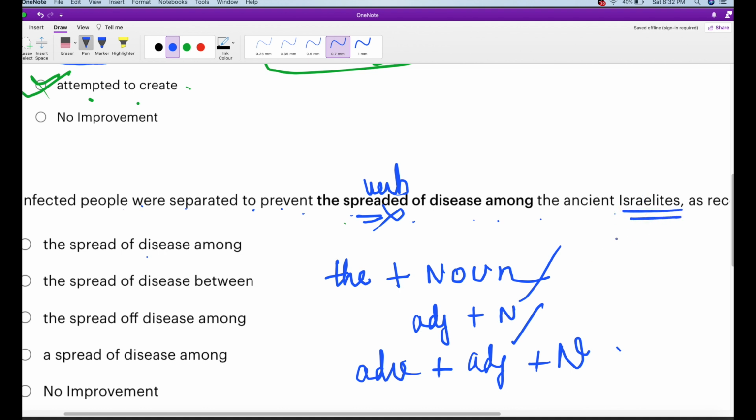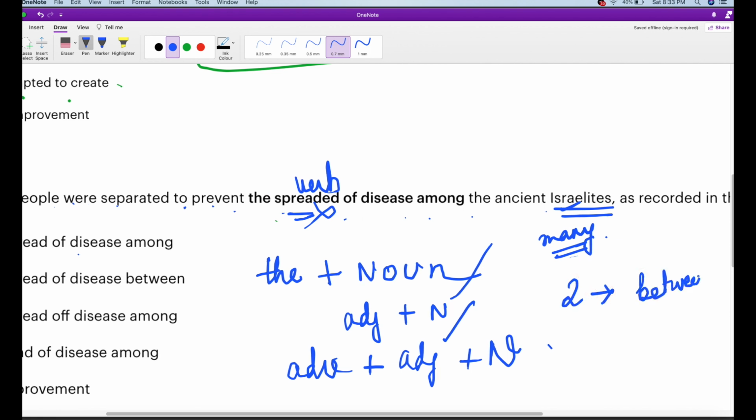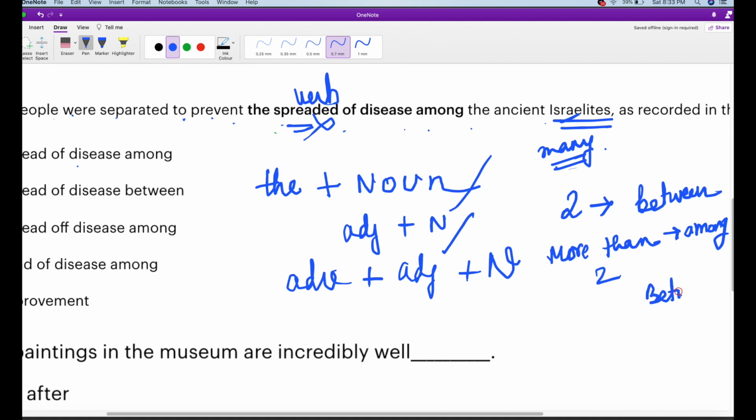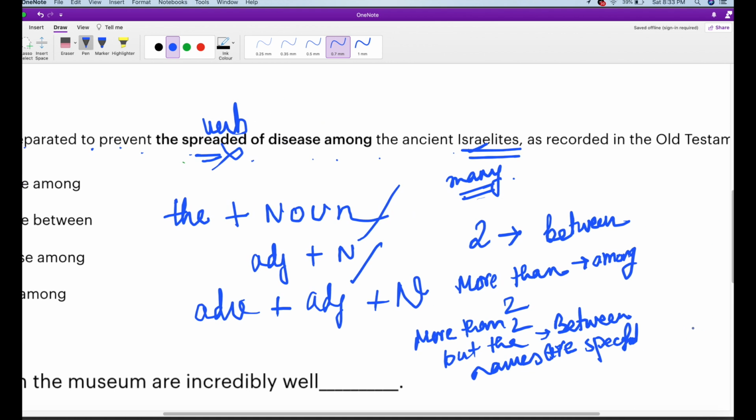Israelites. So there were many. Israelites means people who belong to Israel. Here we are talking about many Israelites. When we talk about two, we use "between". When we talk about more than two, we use "among". Also, we use "between" when we talk about more than two, but the names are specified. Please remember these, okay? Fine.